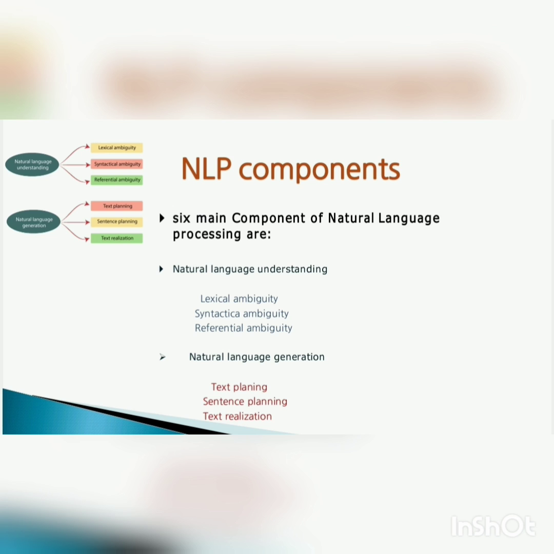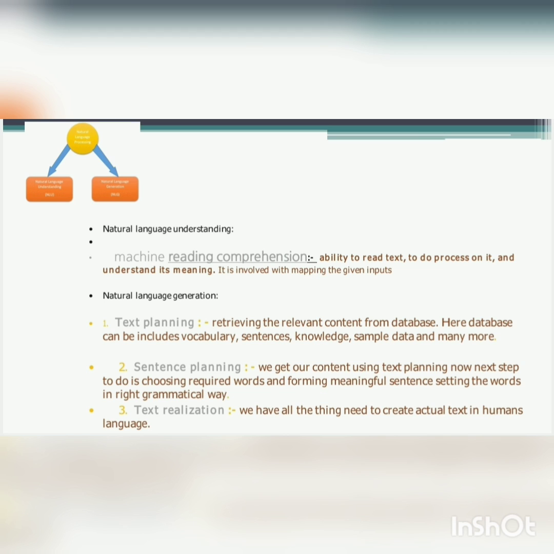Now we will discuss NLP components. Natural language processing is divided into two parts: natural language understanding and natural language generation. In natural language understanding, we discuss lexical ambiguity, syntactical ambiguity, and referential ambiguity. In natural language generation, we discuss text planning, sentence planning, and text realization. Natural language understanding is machine reading comprehension, the ability to read text, process it, and understand its meaning. It involves mapping the given inputs.